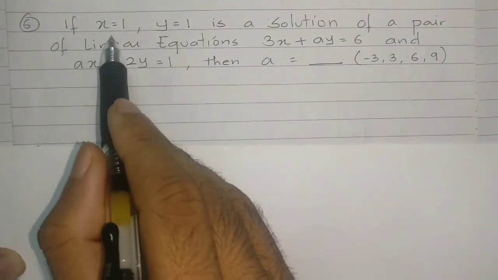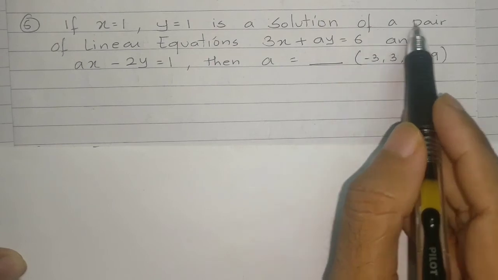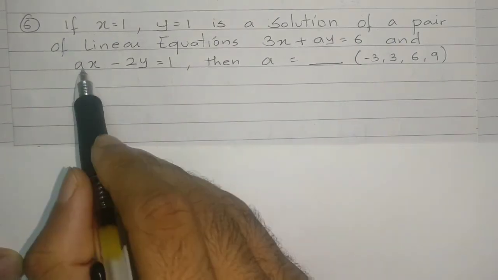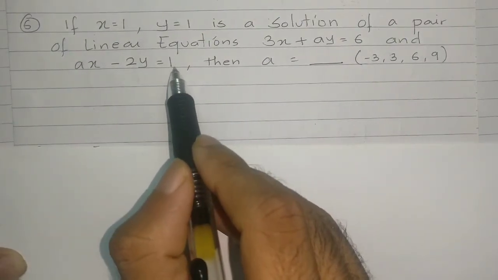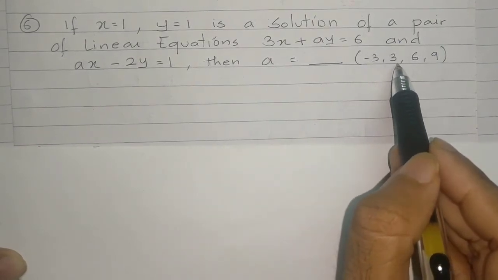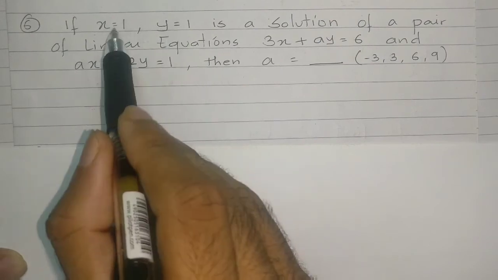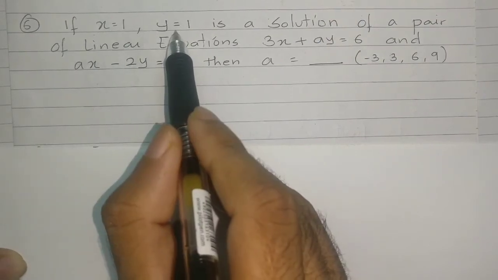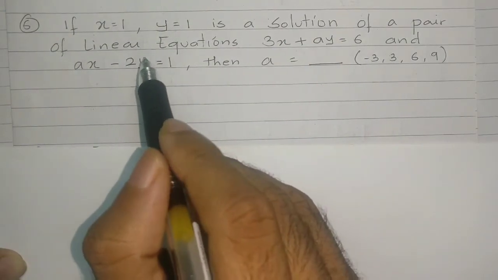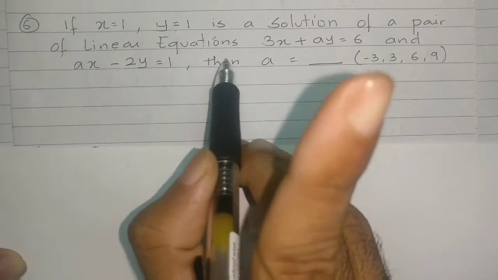Sixth one, if x is equal to 1 and y is equal to 1 is a solution of a pair of linear equations 3x plus ay is equal to 6 and ax minus 2y is equal to 1, then a is dash. Your options are -3, 3, 6 and 9. So what is it telling you? x is equal to 1 and y is equal to 1 is a solution for both these equations. So since it is a solution for both, I need not solve both of them. I can solve only for one.